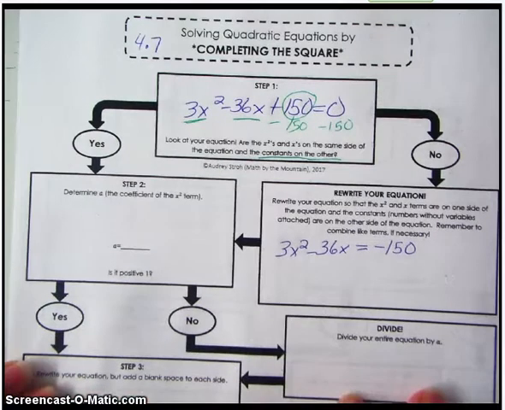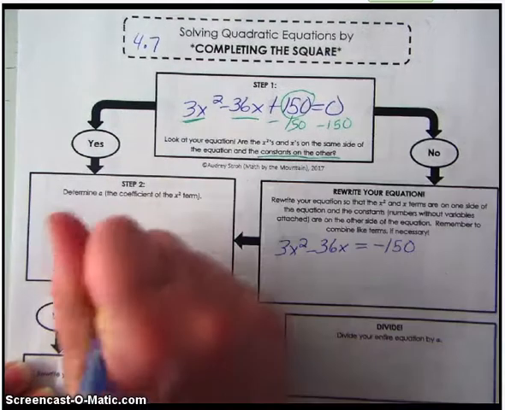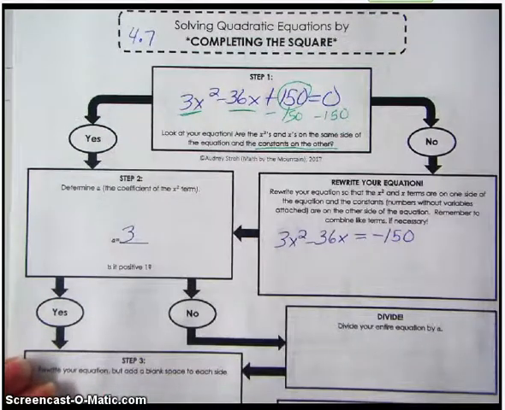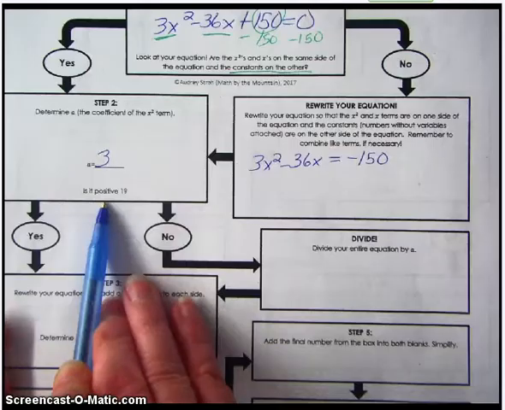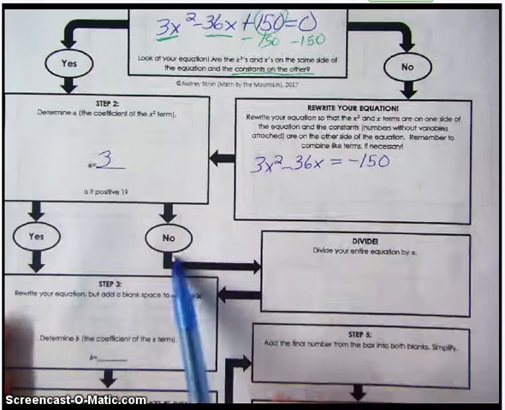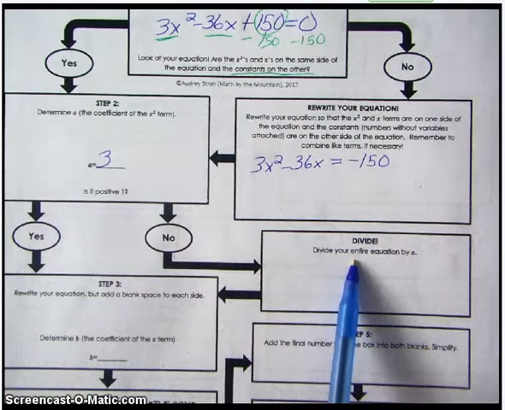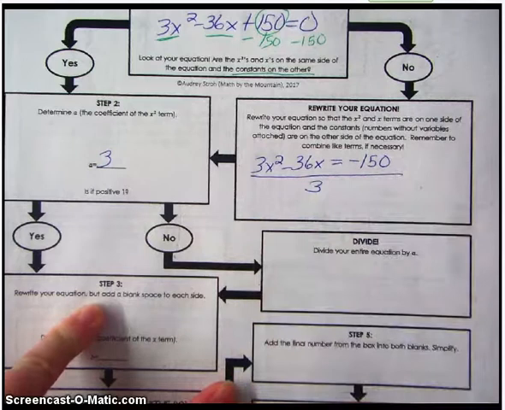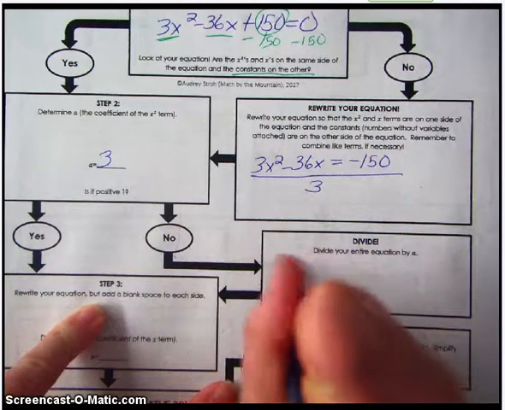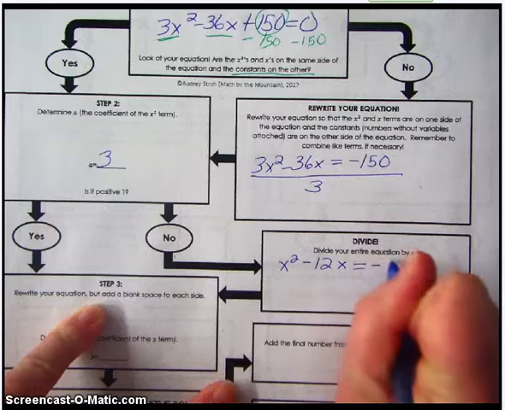Okay, so step 2, determine A. All right, so A is 3. That's the same as we've been doing pretty much all year long, okay? Is A a positive 1? No, it is not a positive 1. So I'm going to follow the flow chart for no. If it's no, then I have to divide the entire equation by A. So I'm going to go back here, divide each term by A. So I've got x squared minus 12x equals negative 50.